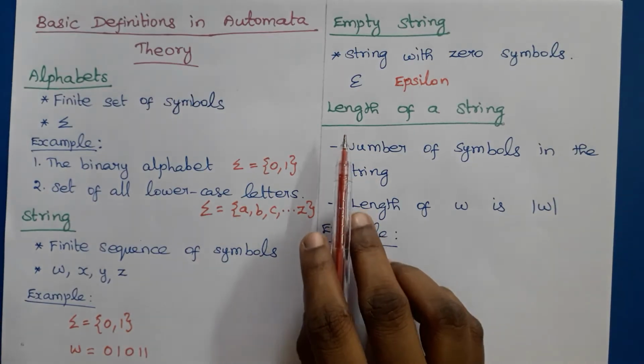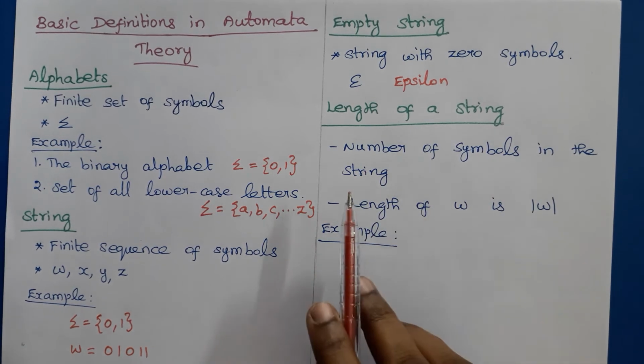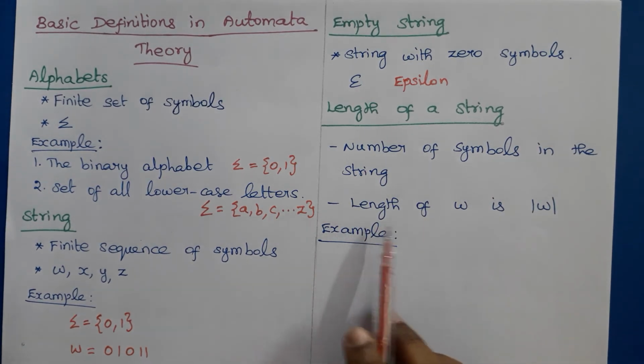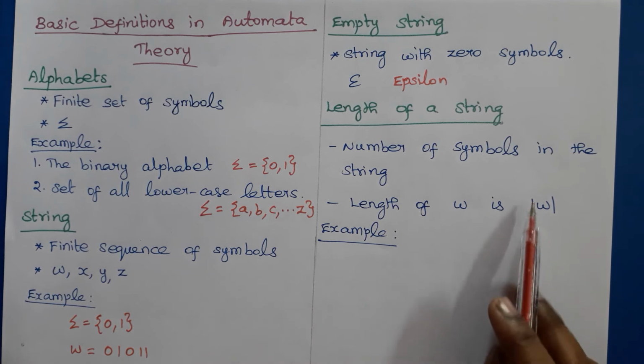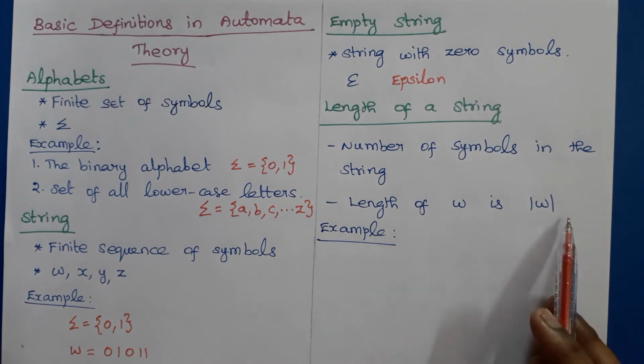The next one is the length of a string. The length of a string is the number of symbols in the string. It is normally denoted by modulus w. The length of the string w is denoted by |w|.